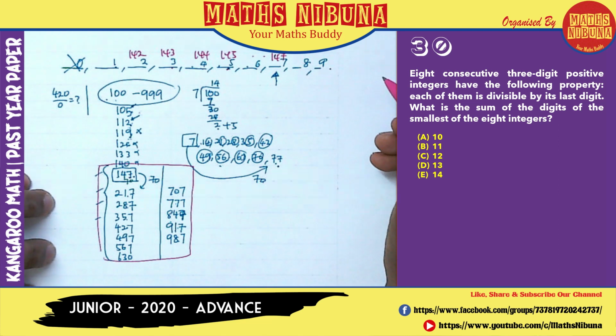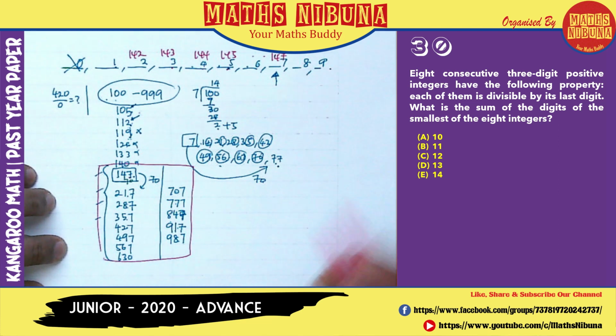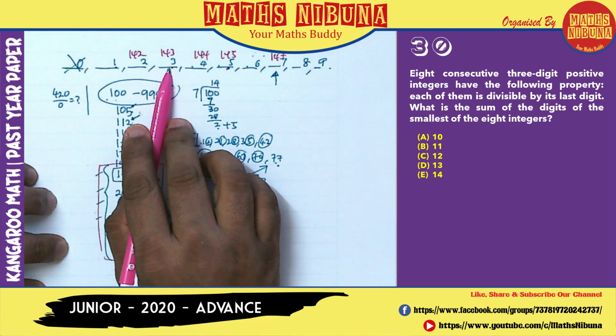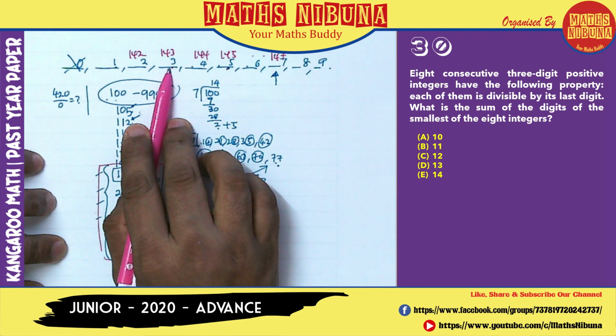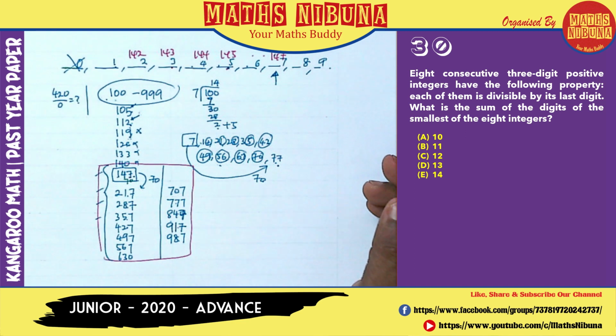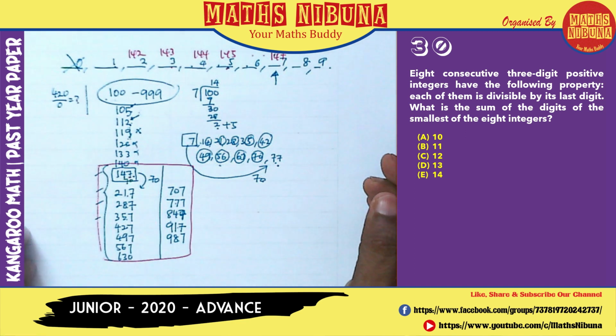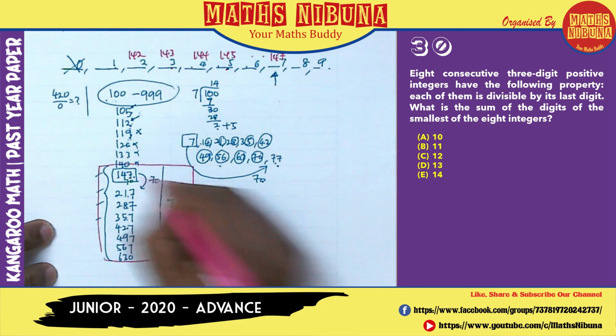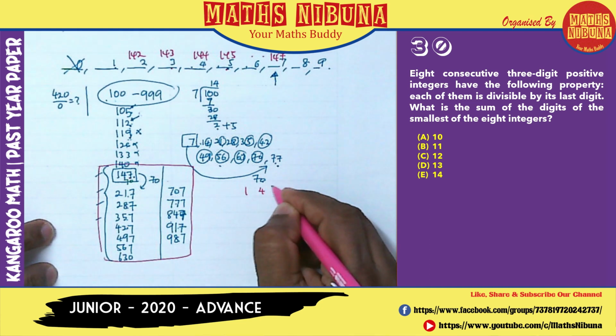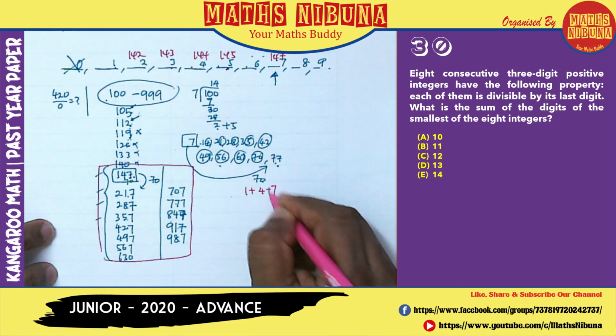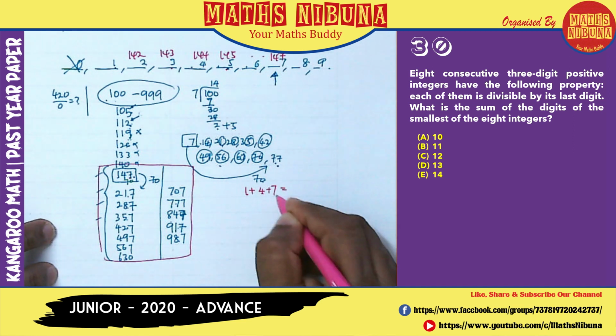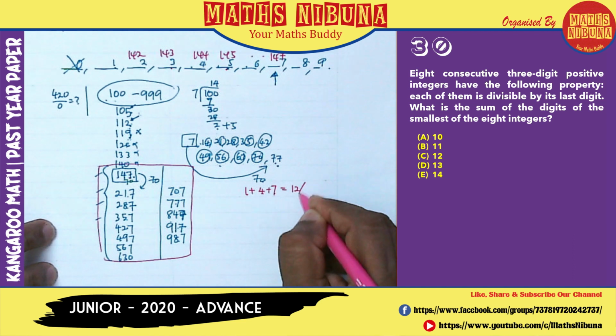Okay, how to find a number is divisible by 3 or not. To decide whether a number is divisible by 3 or not, we add all the digits. If the sum of the digits can be divided by 3, then the number is divisible by 3. For example, I have 147. When I add 1, 4, 7, 4 plus 1 is 5, 5 plus 7 is 12. 12 is divisible by 3.